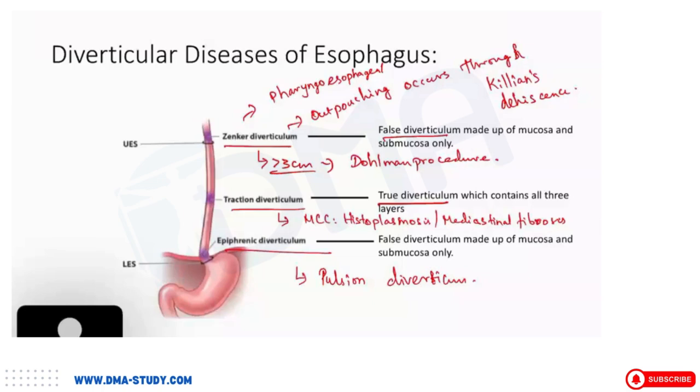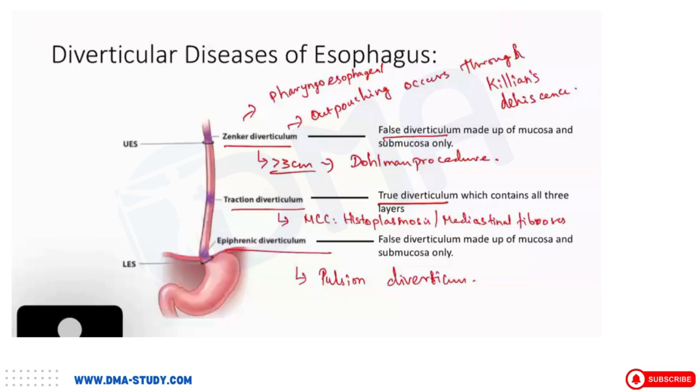Dolman procedure is indicated for Zenker's diverticulum when the size is more than 3 centimeter. Diverticulopexy or diverticulotomy is indicated for the other diverticula. For the epiphrenic, diverticulopexy, diverticulotomy and myotomy can be used, and for the parabronchial, only diverticulopexy is used. These are the things you need to know in diverticular disorders of the esophagus. Which diverticulum will be seen in Killian's dehiscence?